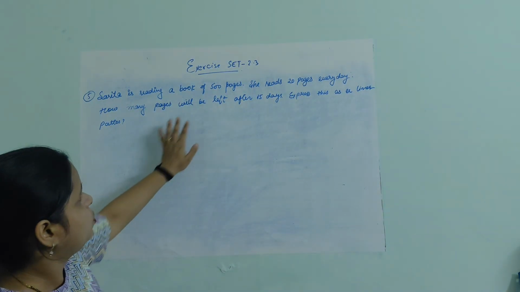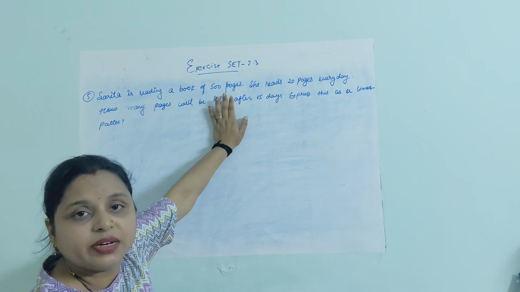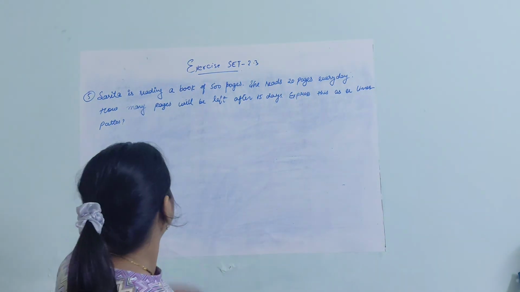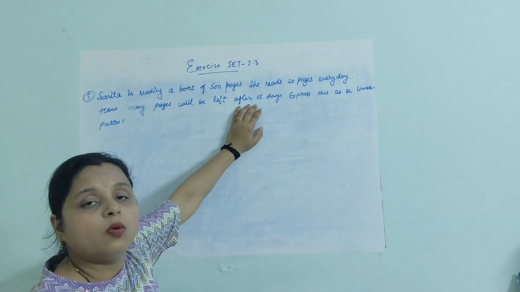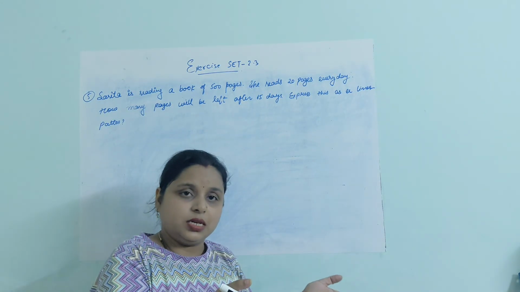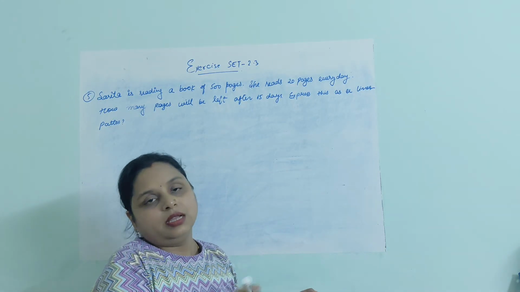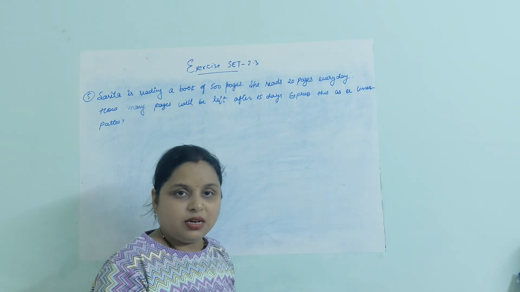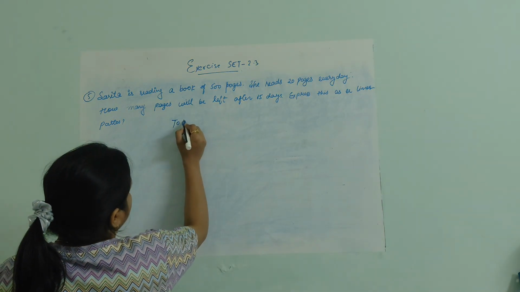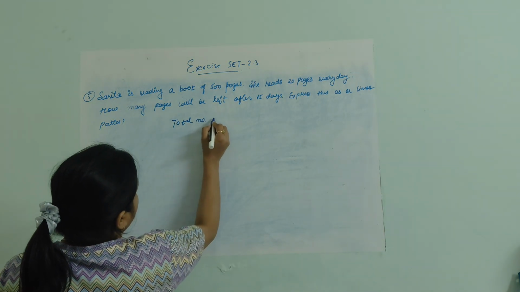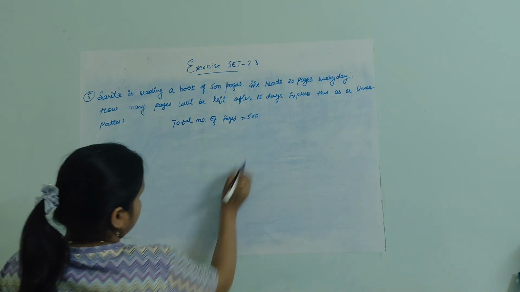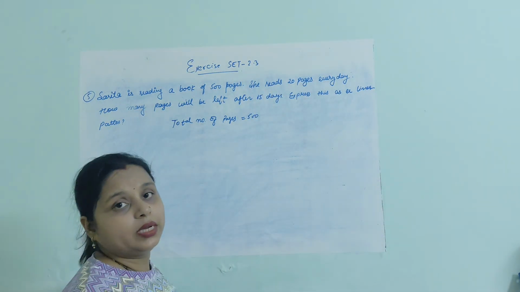So what are they saying? Total number of pages in the book is 500 and 20 pages she is reading every day. After 15 days, how many of the pages are left? So if we calculate how many pages she has read in 15 days, then we can calculate how many pages are left. Now, total number of pages equals 500. She reads 20 pages every day.